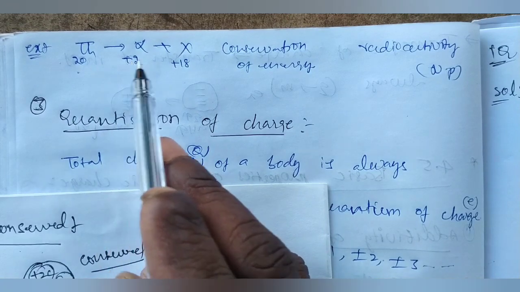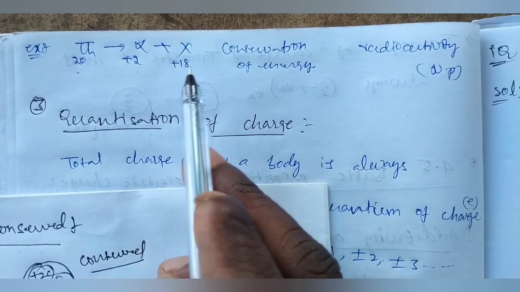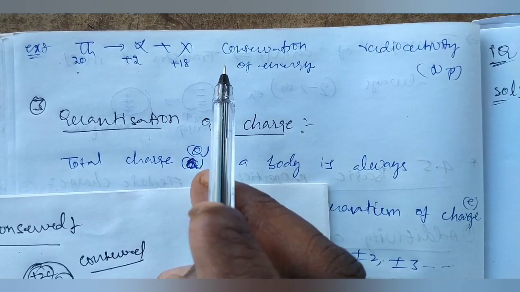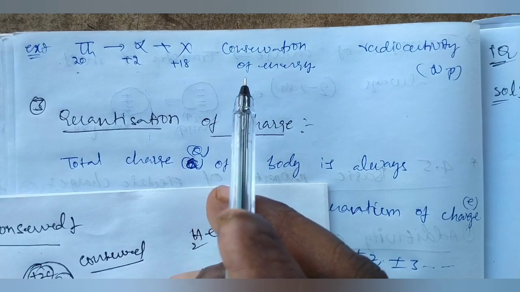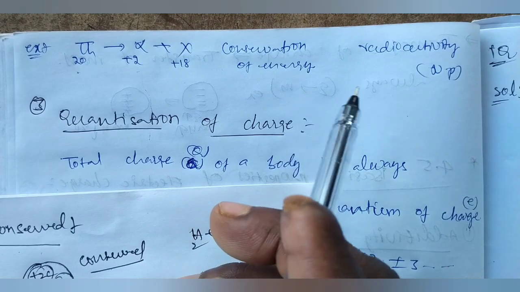It can be divided into two atoms: one alpha particle, and the remaining atom with atomic number 18. That means here energy or charge is conserved. That is radioactive nuclear physics, the radioactive properties of matter.